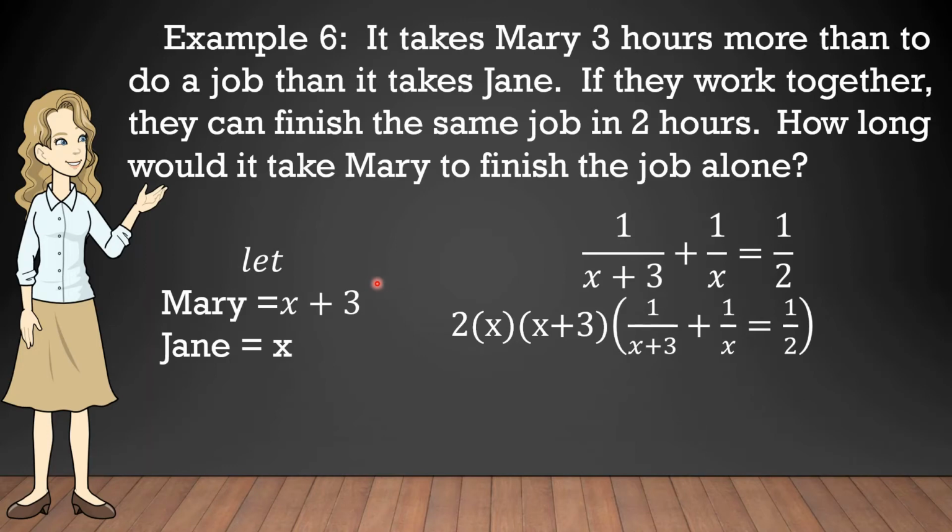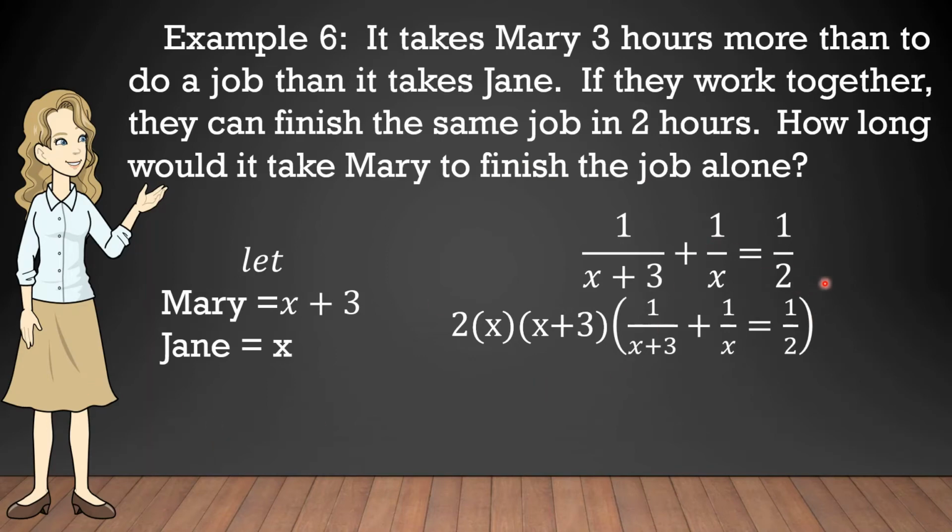So, first, let's represent Jane as x. Then Mary is more than 3 hours, so we have x plus 3. Then we are going to write it into an equation. So, we have 1 over x plus 3 for Mary, plus 1 over x for Jane. And where do we get 1 over 2? 1 over 2 is the working together. So, working together is 1 over 2.